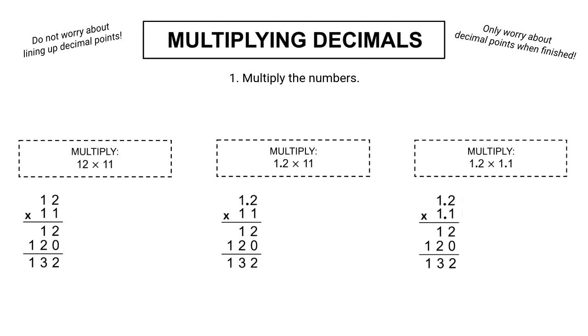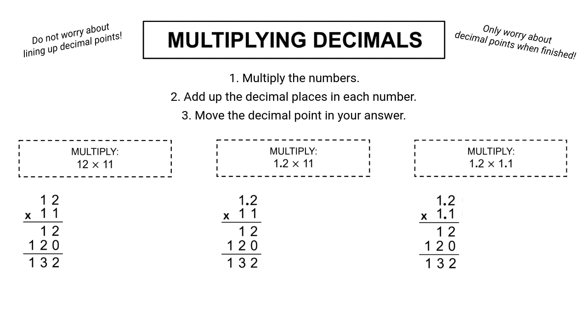Now that we're done multiplying, now we worry about the decimal points. Next step is you add up the decimal places in each number. And finally, you move the decimal point in your answer. So let's look at the first problem. Let's add up the total number of decimal places in those two numbers. There's 0 decimal places in the first number, 0 decimal places in the second number. That means there's a total of 0 decimal places to move. So therefore, the answer is just like that, 132.